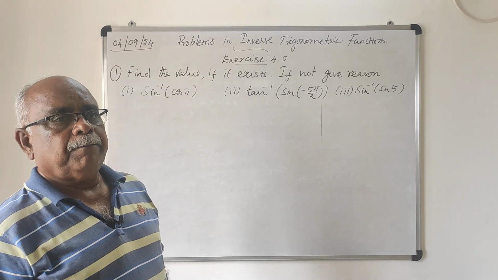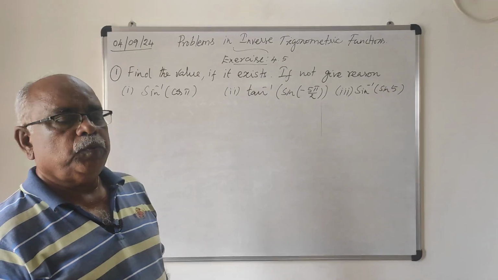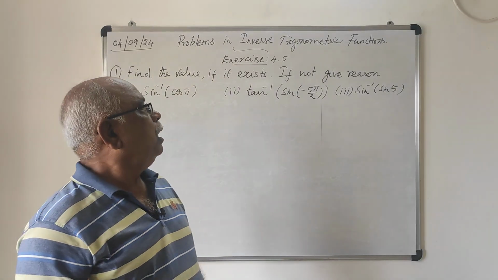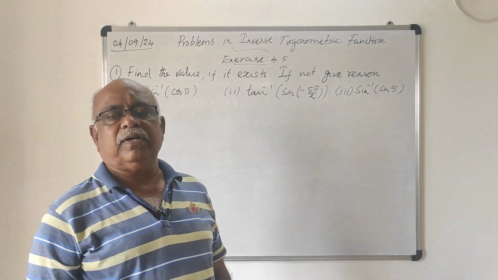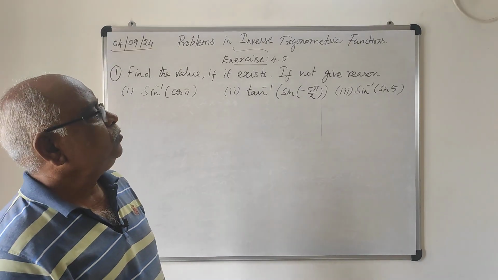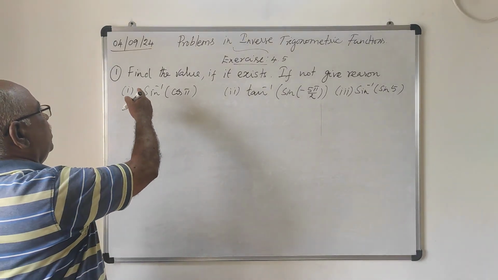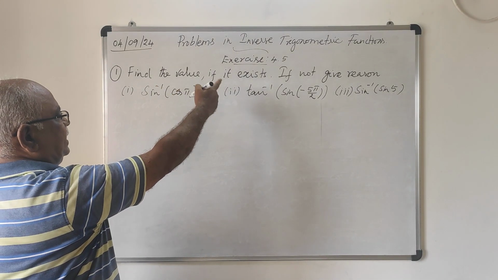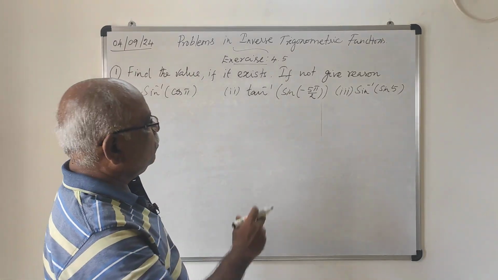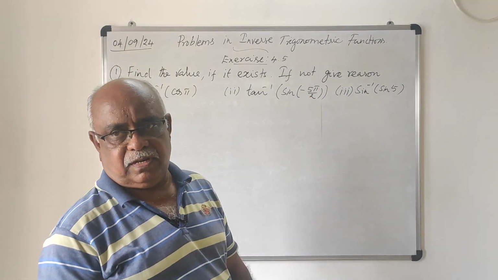My dear students, in this video I am going to solve some problems in inverse trigonometric functions in the exercise 4.5. In the first problem in the exercise, find the value if it exists. Find the value of the given functions if it exists. If not, give the reason for non-existence.